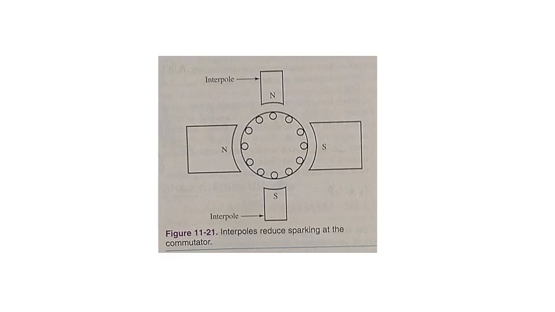A counter EMF is developed as the armature passes the interpole. This counter EMF overcomes the EMF caused by self-induction in the armature windings. The windings of the interpole are connected in series with the armature and carry the armature current. Thus, interpole field strengths vary as the load varies, and it provides automatic control of commutator sparking.